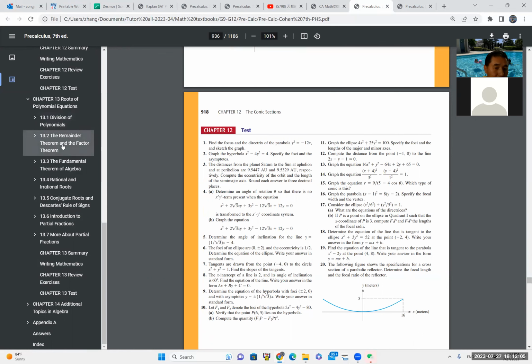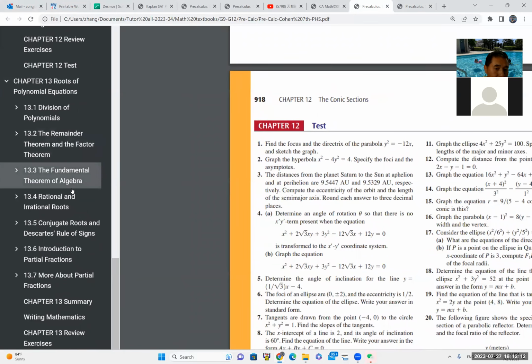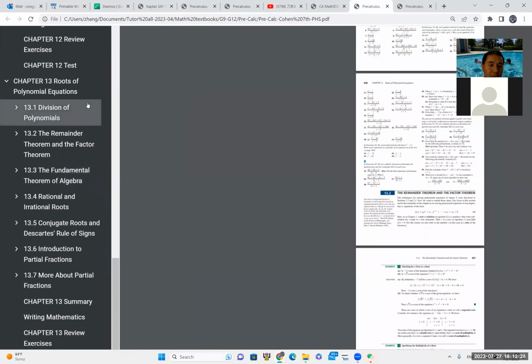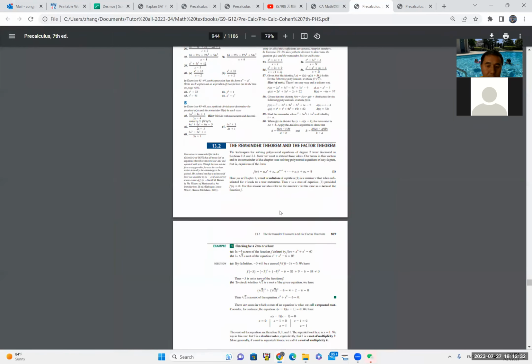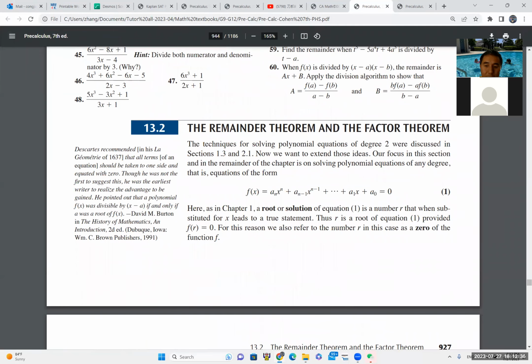The remainder theorem and the factor theorem. Okay, let's go here. We'll go through section 13.2 and 13.3, then go to chapter 14. The remainder theorem and the factor theorem.